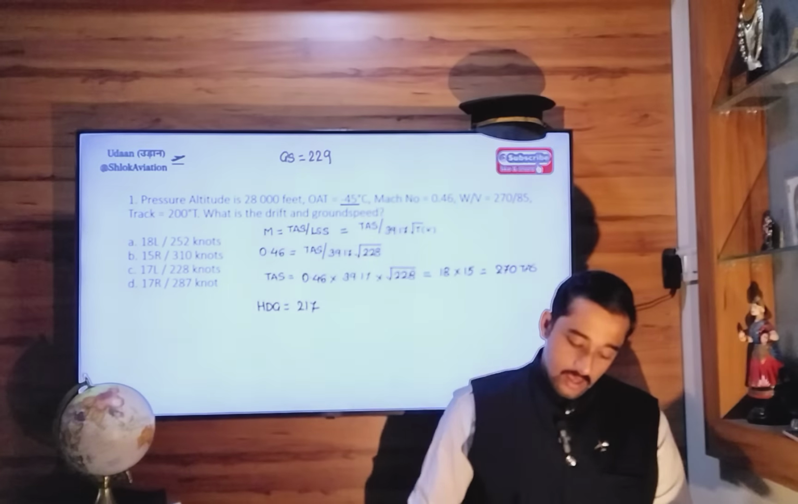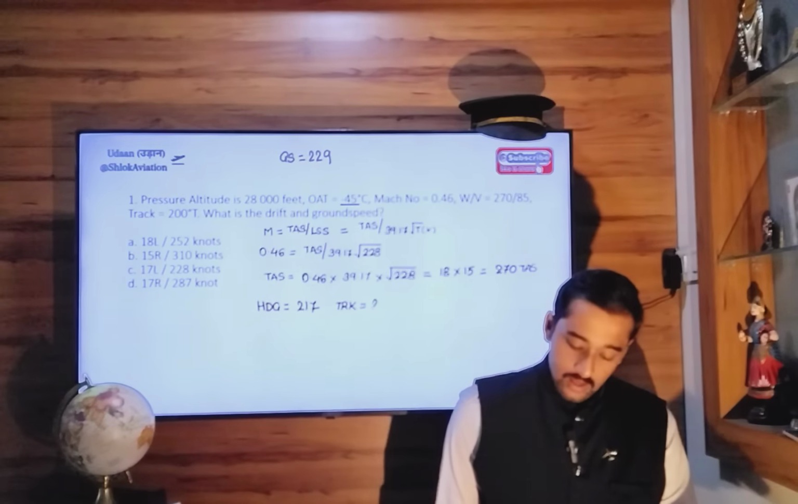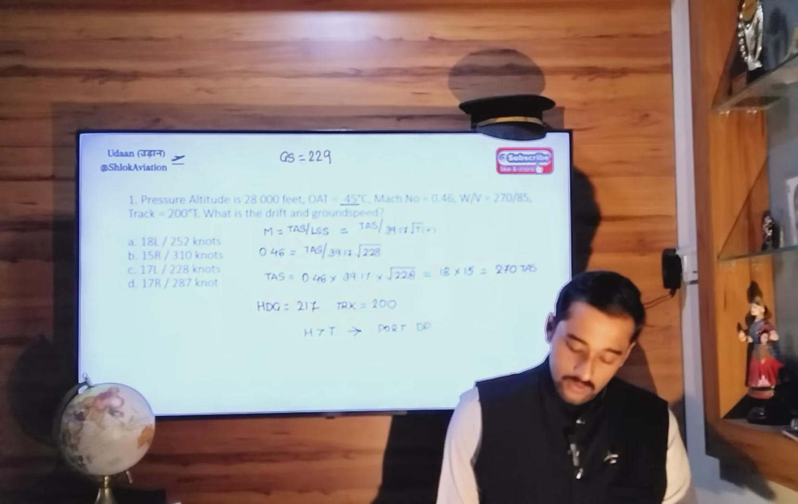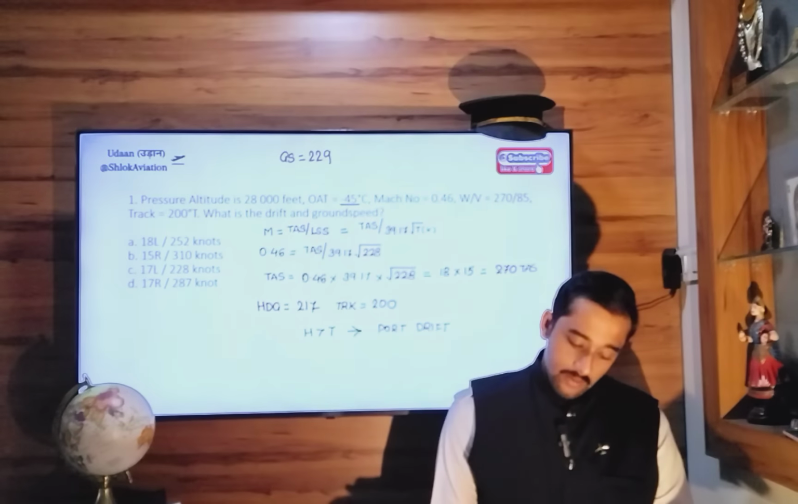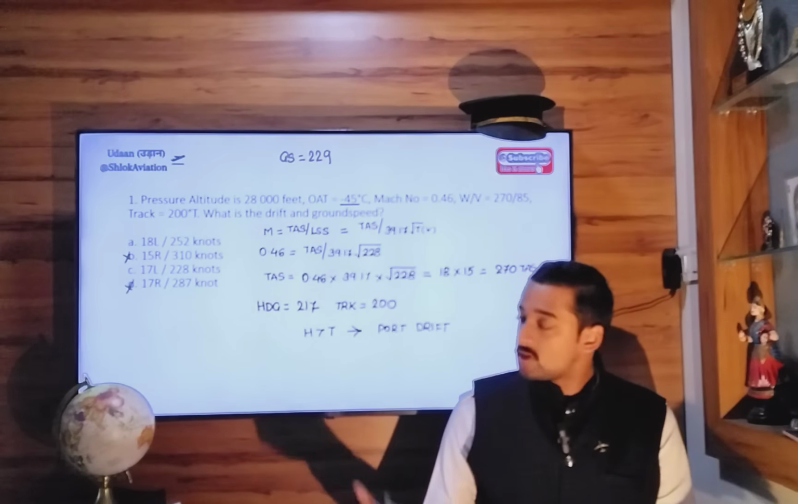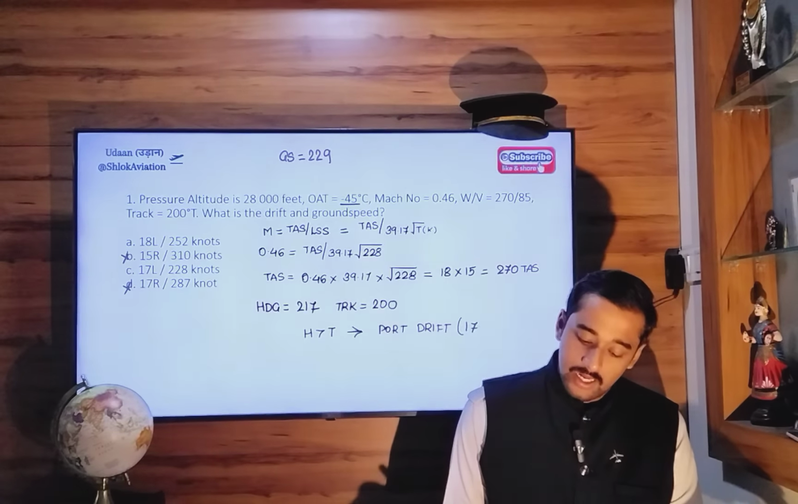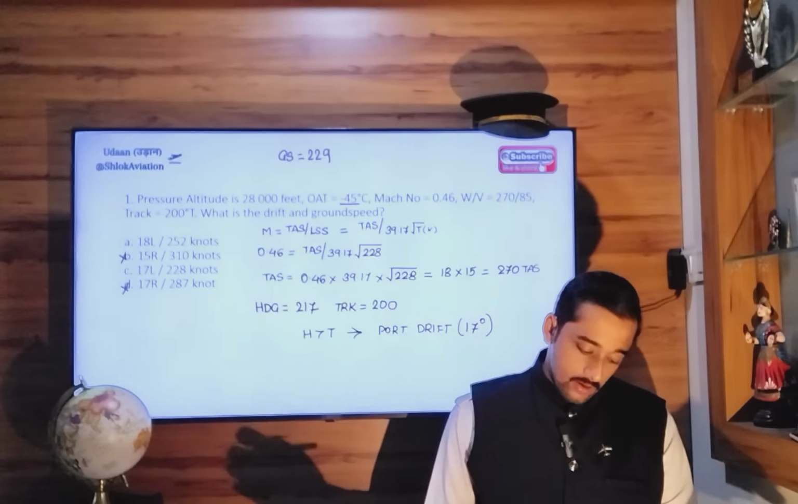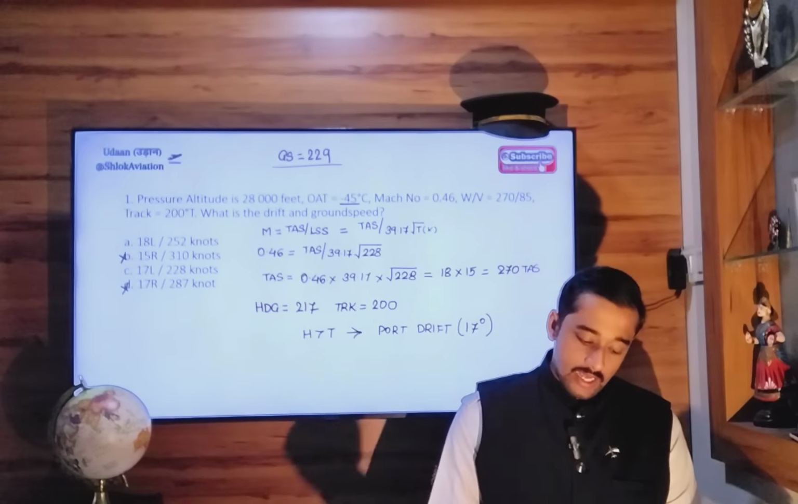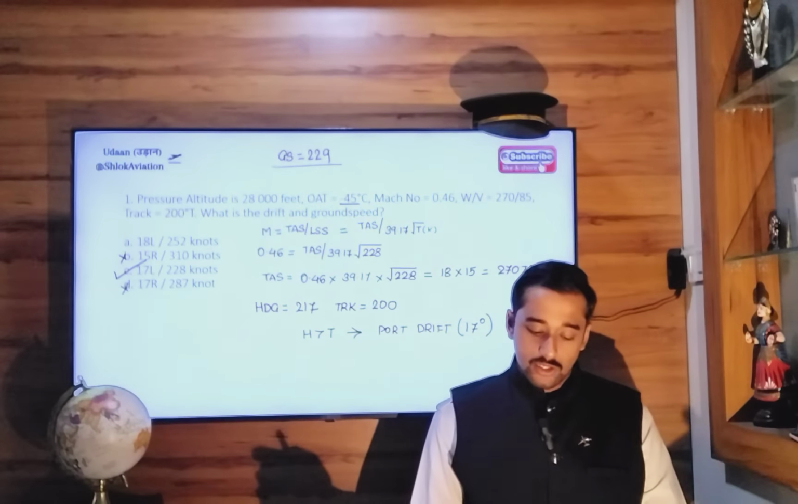Now drift. Heading is 217, track is 200. Whenever heading is more than track, you experience port drift or left drift. So what is drift here? 217 minus 200 is 17 degrees. So you're experiencing 17 degree port drift. And ground speed is how much? 229, so approximately 228 knots. So the correct option will be option Charlie.